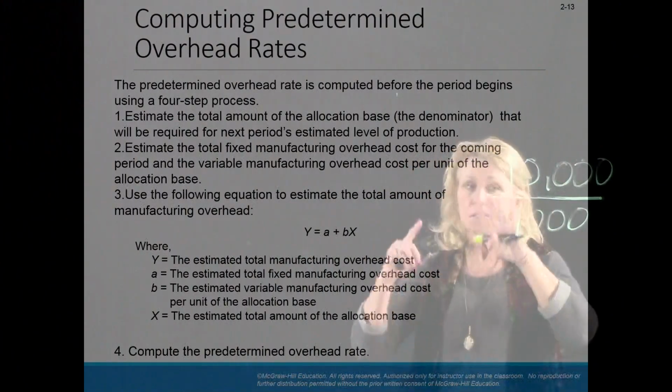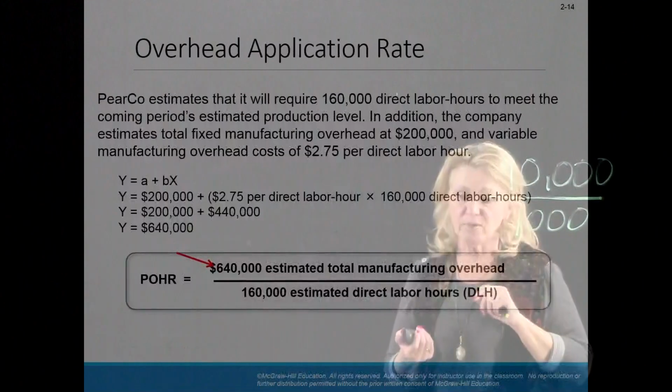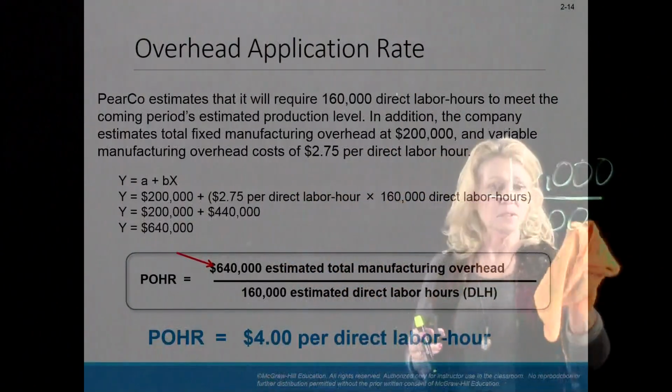Okay, that was real confusing. Scratch that. I'm going to go back and do it again. So let's compute the predetermined rate. I'm going to use their example, and then I'll use my example.